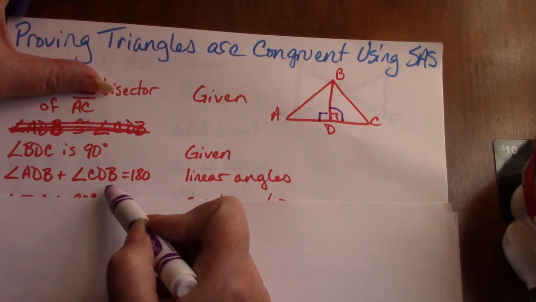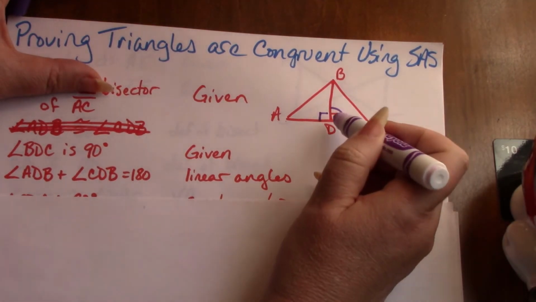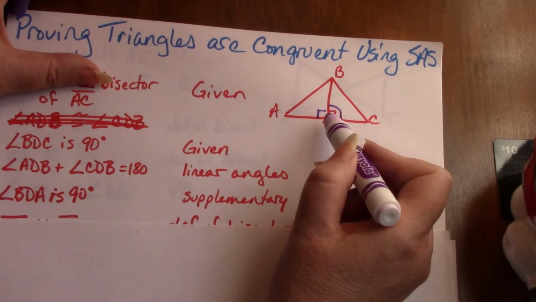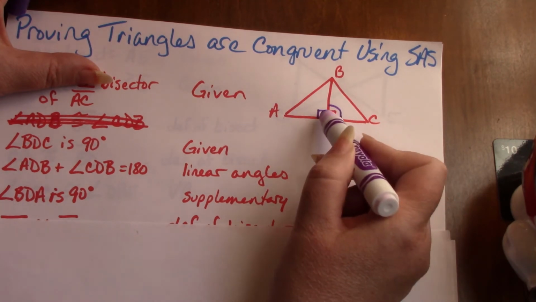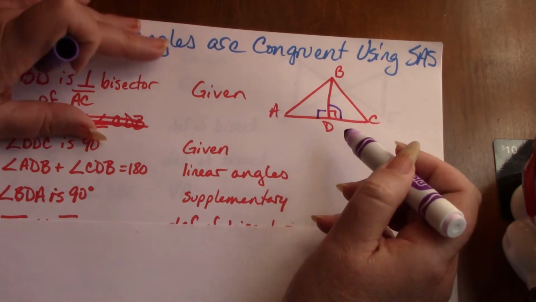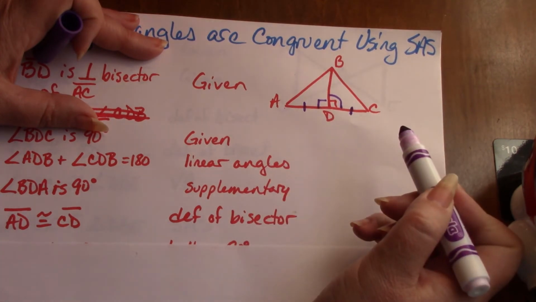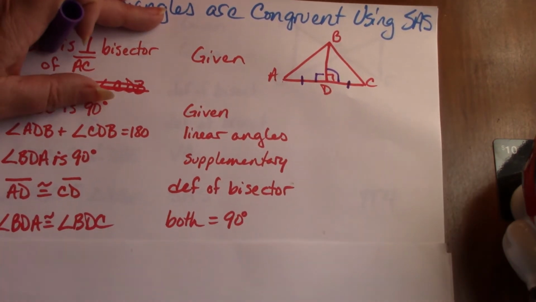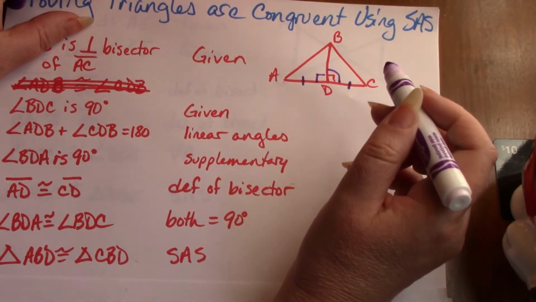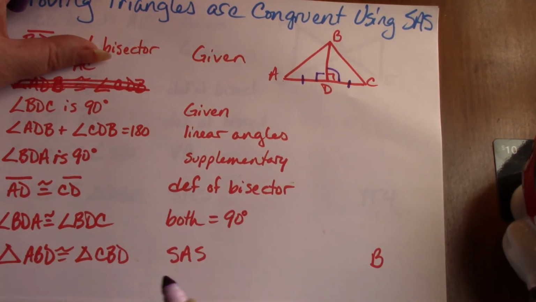ADB plus CDB is 180 because that's the definition of linear angles. So we also know that this angle is 90 degrees because they're supplementary. So there's two different ways to prove that that's 90. We know that this line equals that line because that's the definition of a bisector. So because we also know that we don't have the reflexive one. Oh, I've skipped a step.